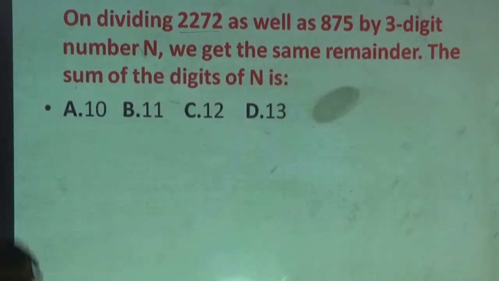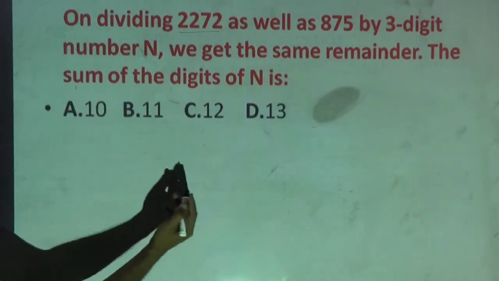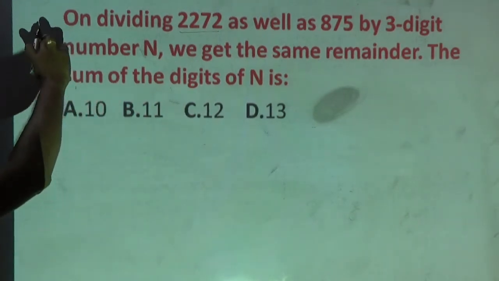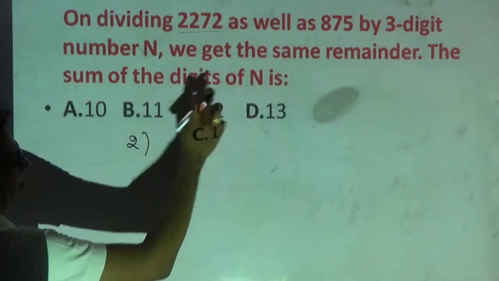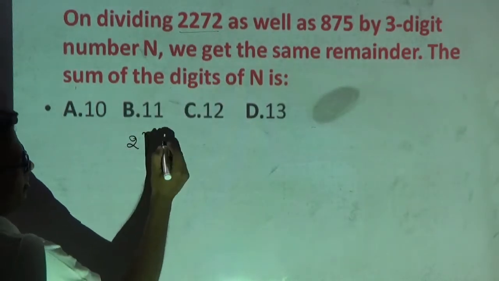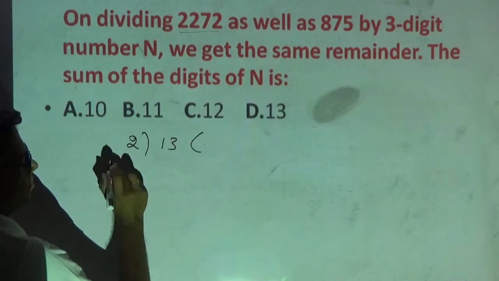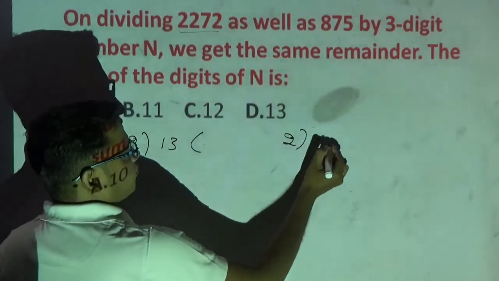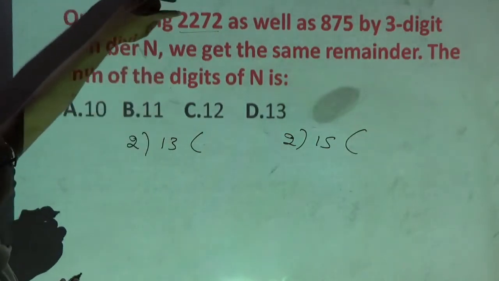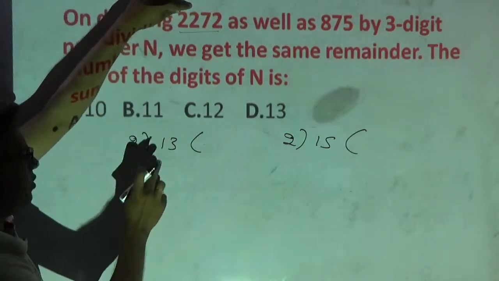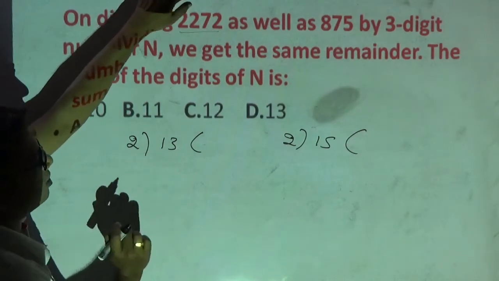Before explaining this problem, I will take a simple example to make you understand how to solve it. Instead of n, I am taking a number 2. I am dividing 13 by 2. I am dividing 15 by 2. See here, I am dividing 2272, but instead of 2272, I have taken 13 to make you understand this problem.